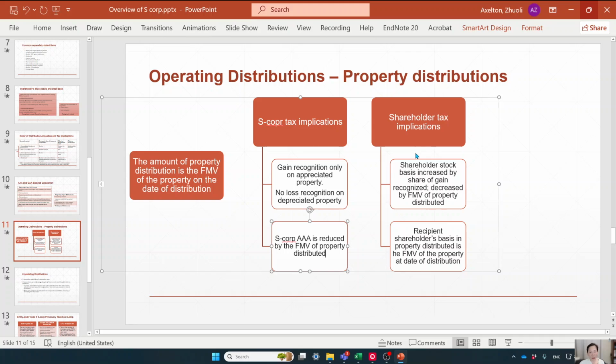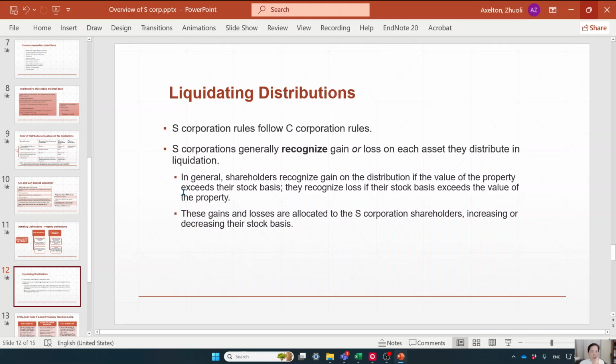And for the shareholder tax implications, the shareholder stock basis is increased by the share of the gain recognized and decreased by the fair market value of the property distributed. The recipient shareholder's basis in the property distributed is the fair market value of the property on the date of distribution, because the gain or loss is fully recognized. For liquidating distributions, generally speaking, the S Corp will follow the C Corp rules. The S Corp will recognize the gain or loss on each asset it distributes in liquidation.